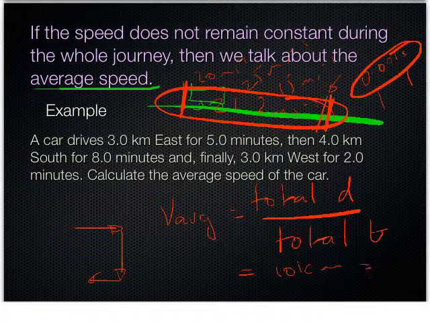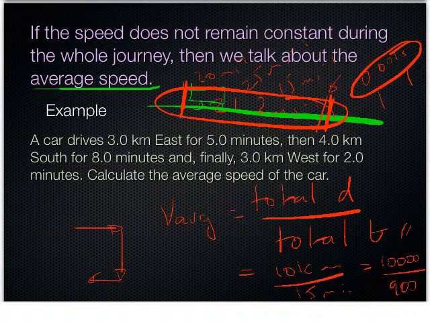Should make this into meters. Divided by the total time. So it's 5, 6, 7, 15 minutes. Should build that into seconds. So 900 seconds. And then you work it out. Don't forget the unit.